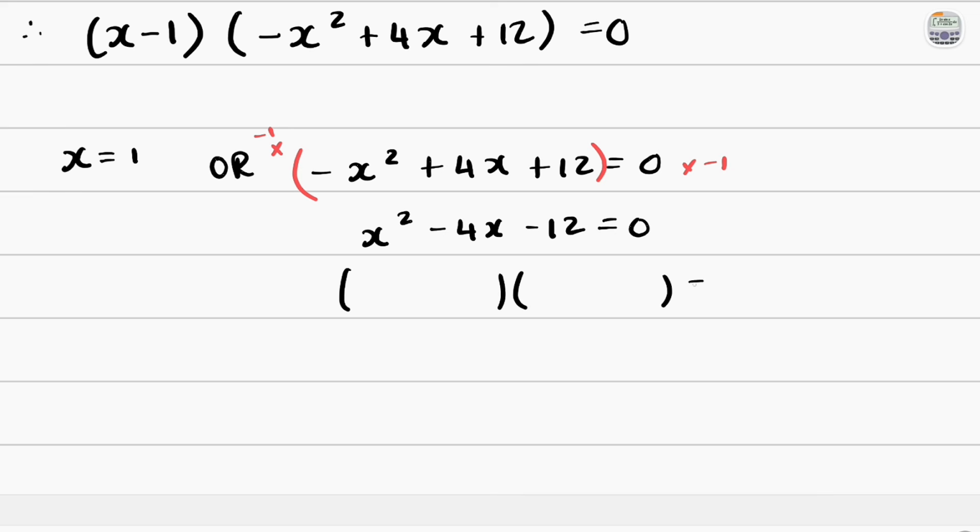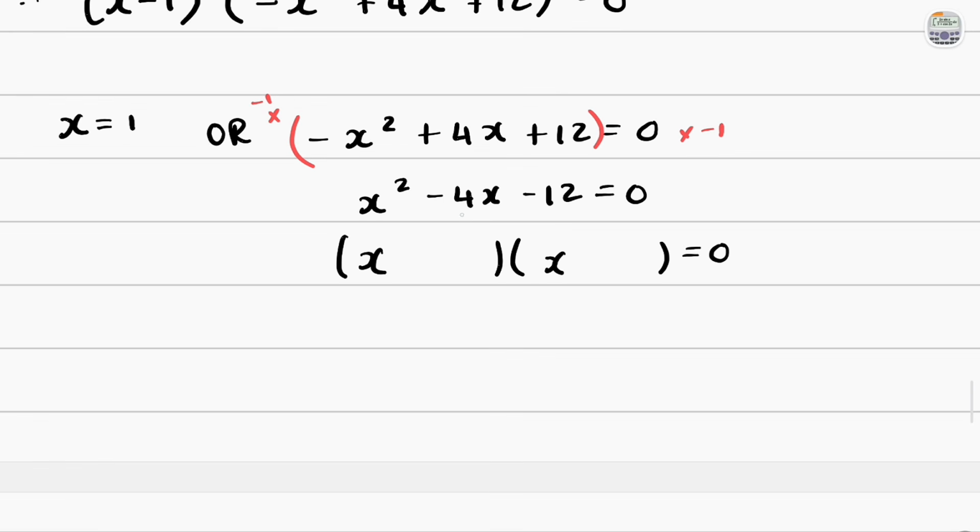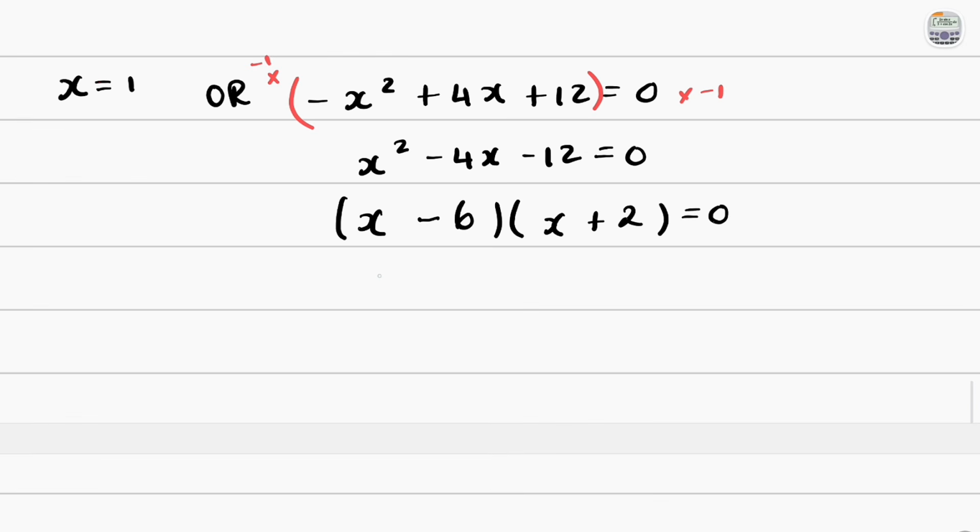Open up two brackets, equated to 0, and we're saying what times what gives us x squared? It's x times x, and what times what gives us -12, but can give us a -4 in the middle. We can try 6 and 2. So if we make the 6 negative, then -6 plus 2 is -4, okay? And they still multiply to -12. So this means that the other solutions we have are x equals +6 or x equals -2.